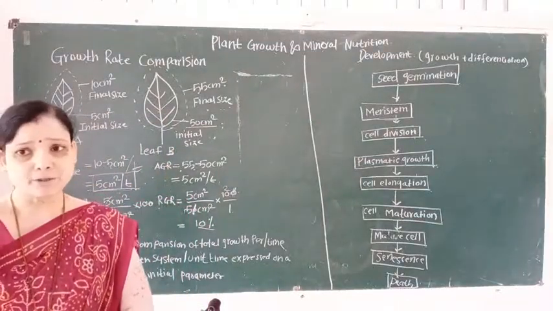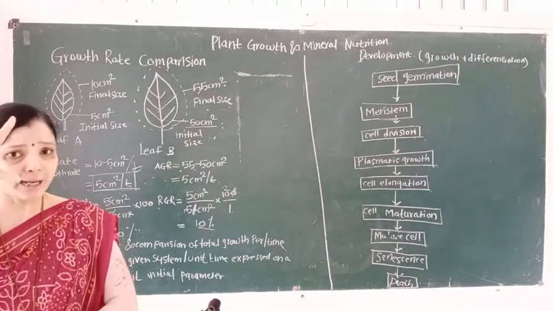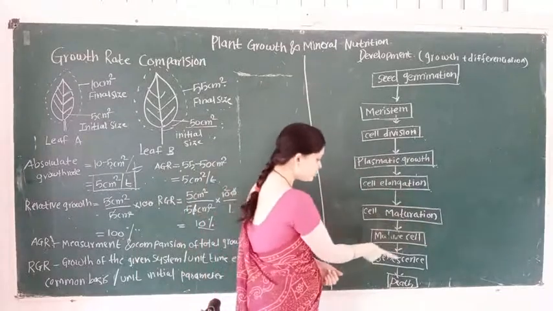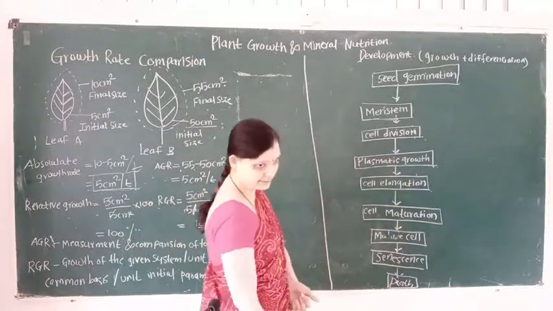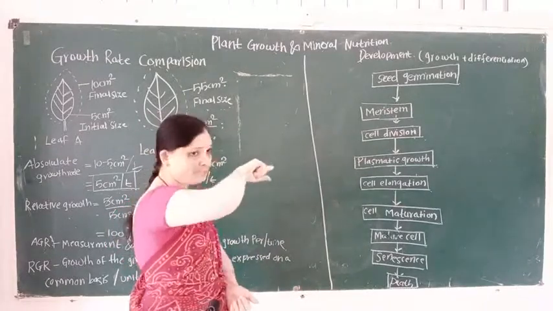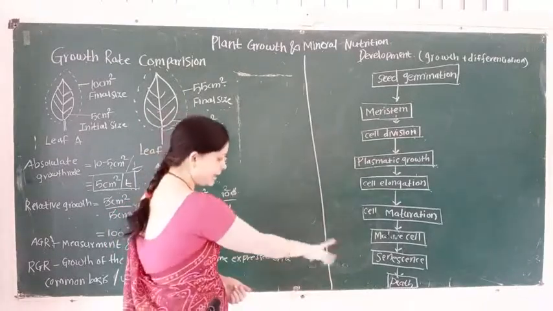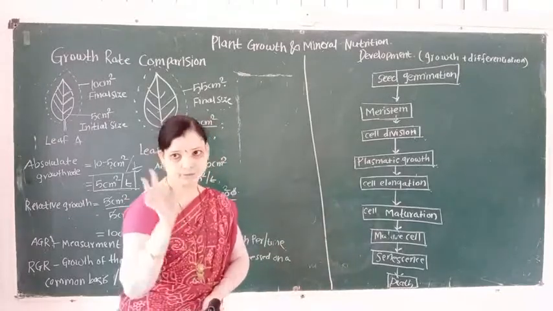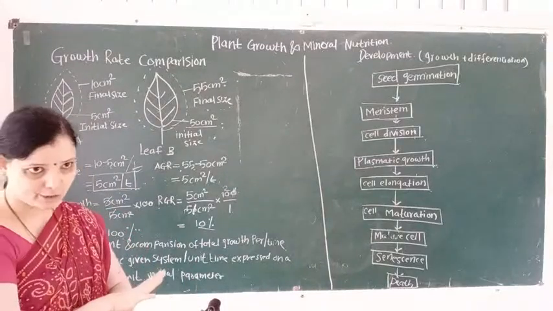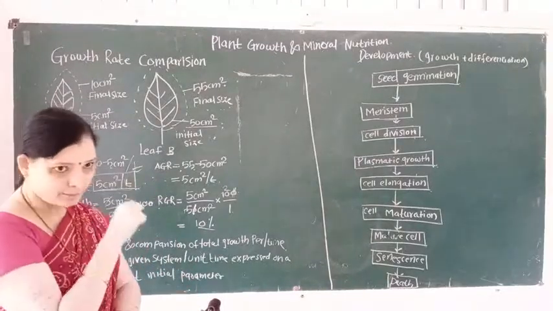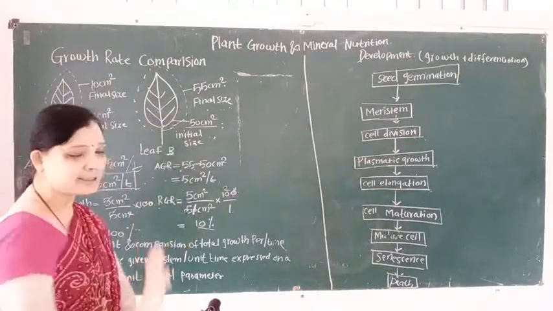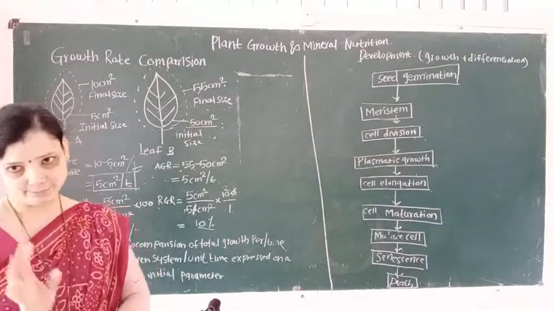In development, the changes take place beginning from seed germination to senescence or death. That is, development starts from seed germination and ends at death. The end point of development is called death.